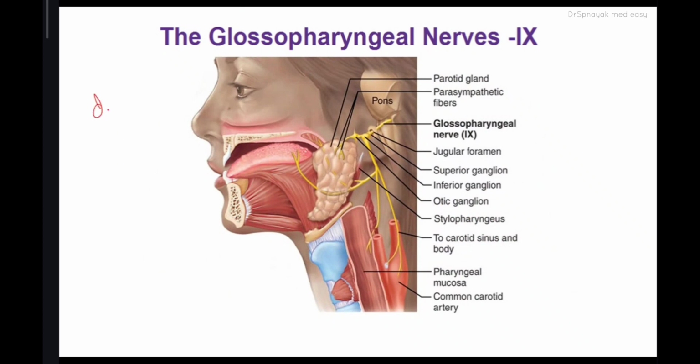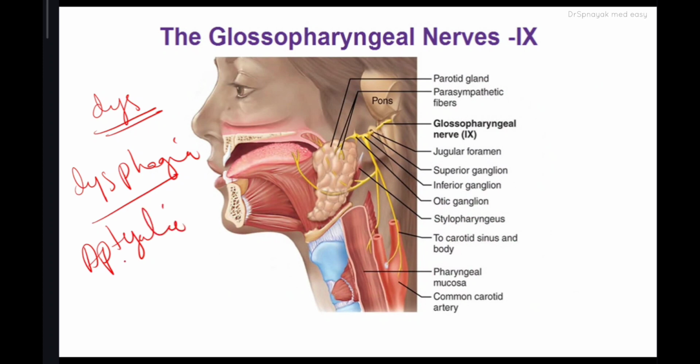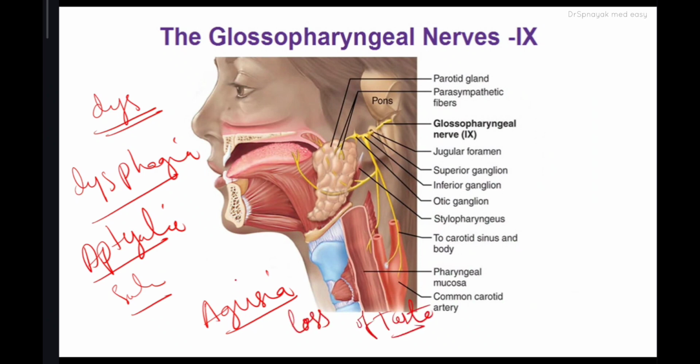See, if any dysfunction occurs in the glossopharyngeal nerve, it will cause certain disorders. There is one condition called dysphagia. Dysphagia means difficulty in swallowing, because it is innervating into the pharynx, and sometimes it will cause aptalia, which is reduced secretion of saliva, because it is innervating into the parotid salivary gland. And sometimes it will also cause agusia. Agusia means loss of taste. So it is because it is innervating into the tongue.